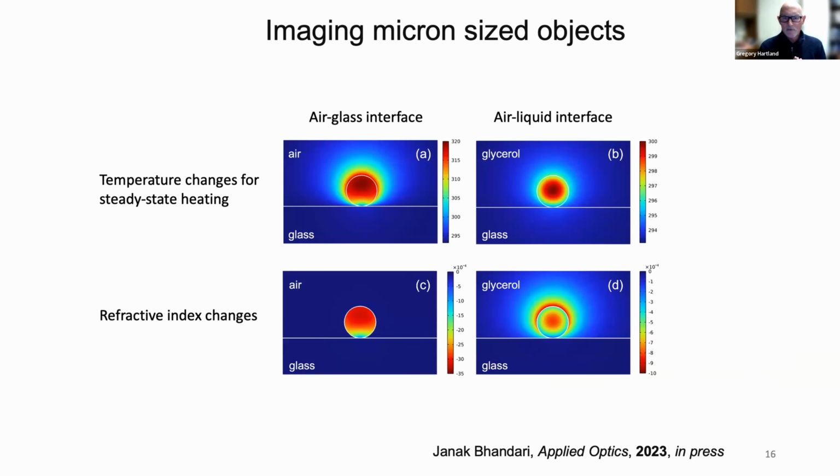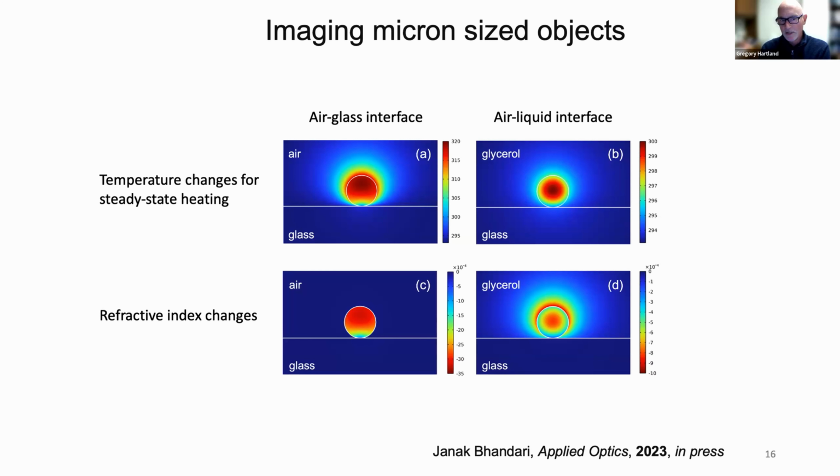Okay, so it gets back a little bit to those first cartoons of what we were showing when you heat a bead and you have it in air. So on the top, we have the temperature changes and the refractive index changes. Sorry, I should say on the left, we have temperature changes and refractive index changes for a bead in air on glass. And on the right, we have the same calculation for a bead in glycerol on the top of the glass. So if you look at the air, it's sort of what I tried to show before.